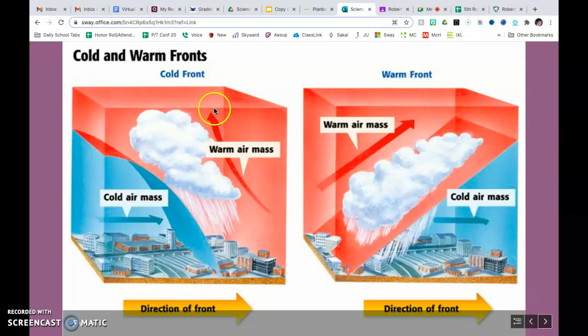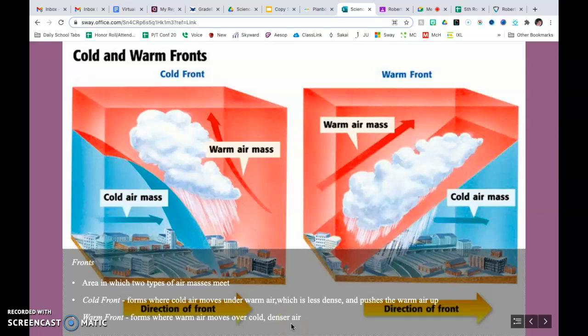Here we have a cold front and a warm front, and this shows you the direction that the front is moving in. So both of these are moving from left to right. So we have a cold air mass and a warm air mass. Same here, but let's look at what is happening. So a front is basically an area in which 2 types of air masses meet. So 2 different types, like a cold and a warm. So a cold front forms where cold air moves under warm air. And we know that warm air is less dense, so this cold air mass is going to push the warm air up.